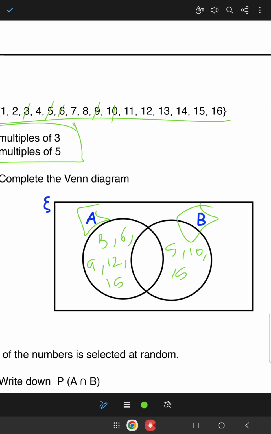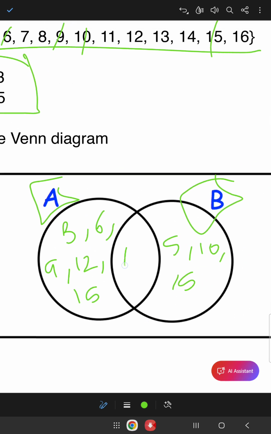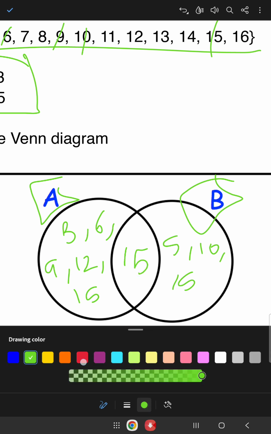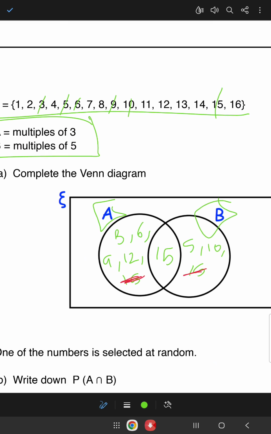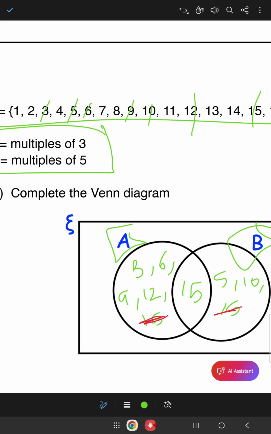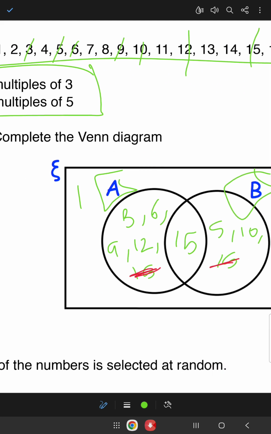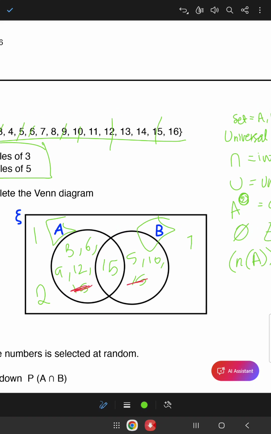10, 15. Oh, we do have common. 15 and 15. So we can write 15 here and erase that here. Put a cross on it. So now we have our universal. 1. You can just write it anywhere. 2, 7, 4, 11, 13, 14, and 16.